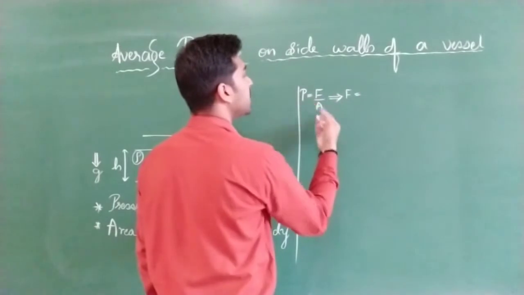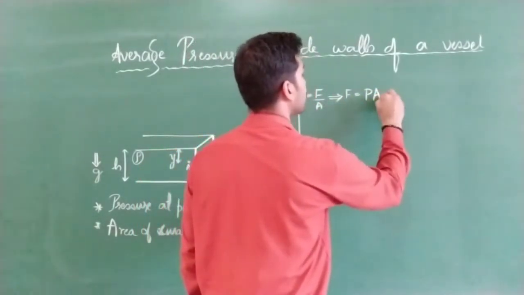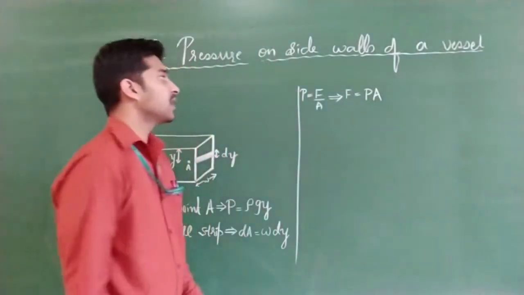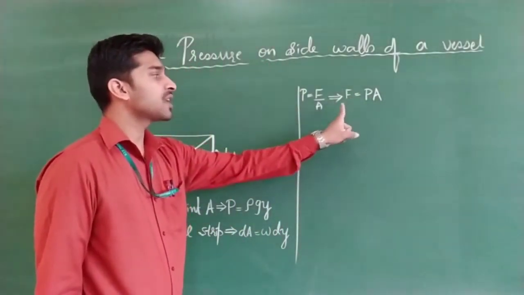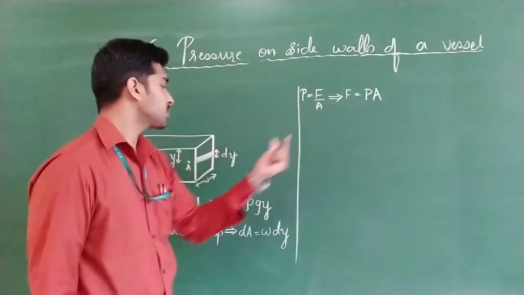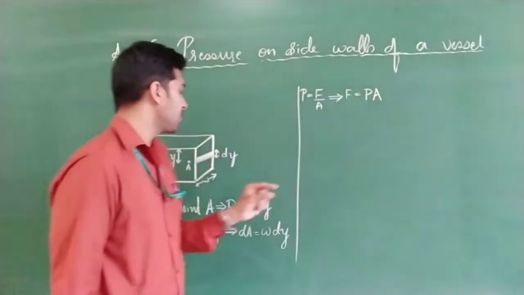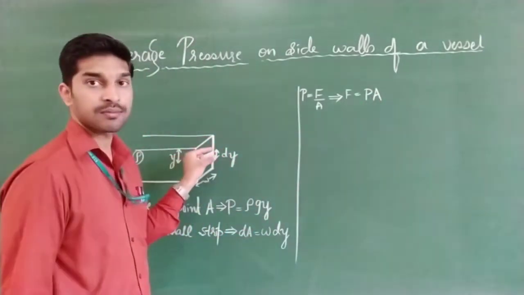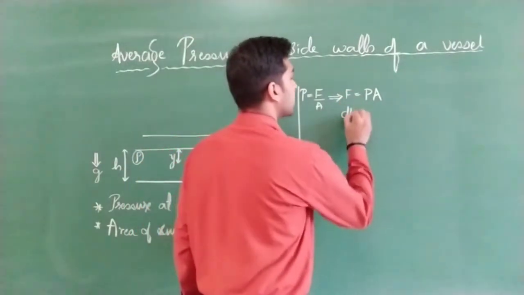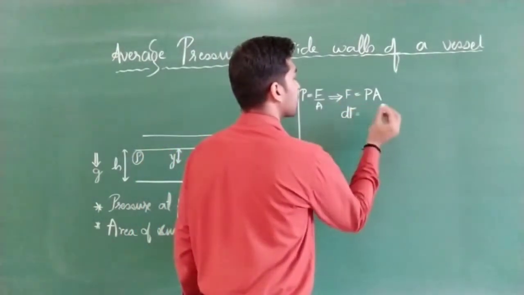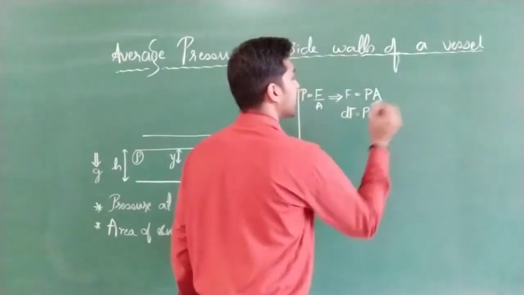F is equal to P into A. Correct? F is nothing but P into A. Okay. Next, apart from writing it as F, I will write dF. Why dF? It means the small amount of force. And in place of area A, I will write small area dA. Clear? So, dF is equal to P as it is, and in place of A, dA.